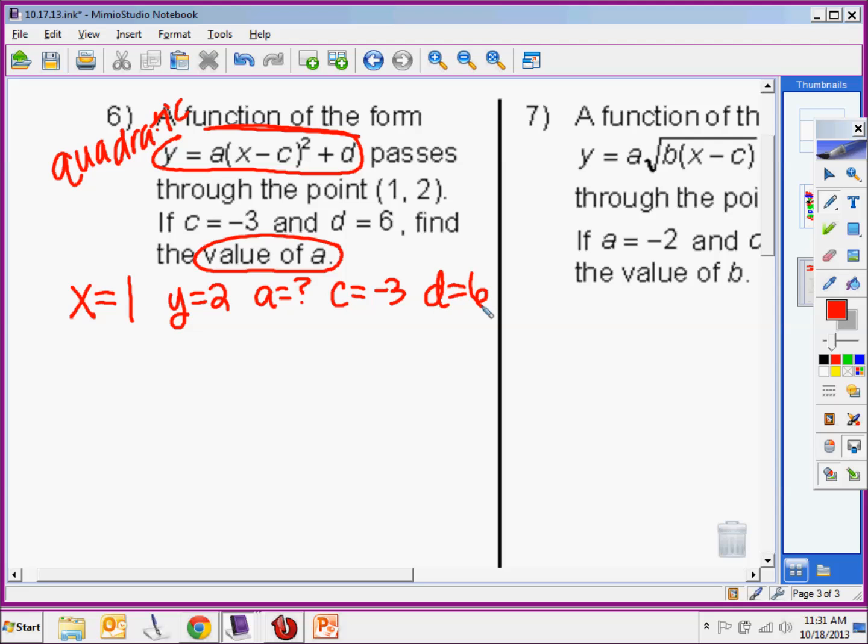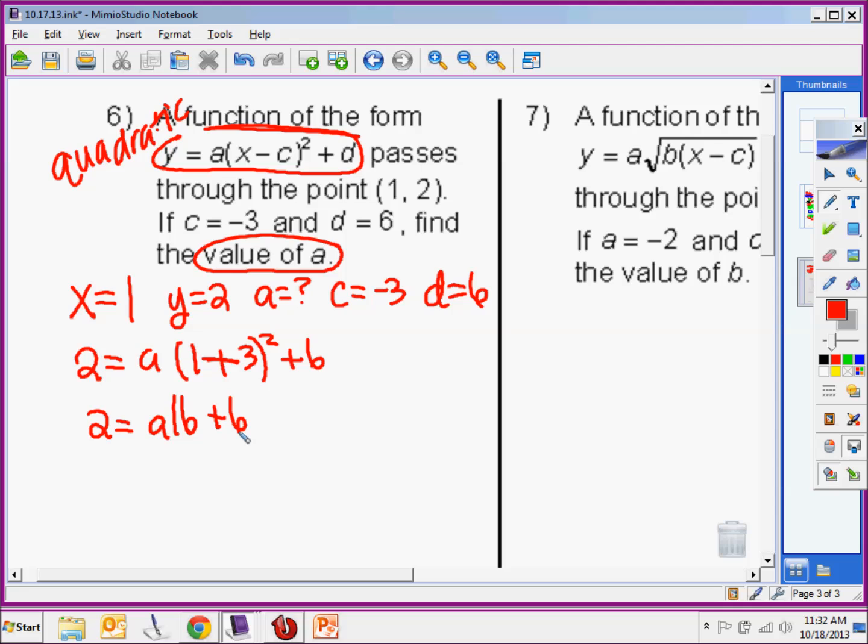All right. So at this point, I can plug in what I know and solve for A, right? So Y is 2 equals, I don't know A, A times, what's X? 1. Minus, I'll write -3, so you can see it becomes +3. And then +6, right? A negative times a negative is a positive. So this becomes 1 plus 3. So 2 equals A times, what's 1 plus 3? 4 squared is? 16. So A times 16 plus 6.